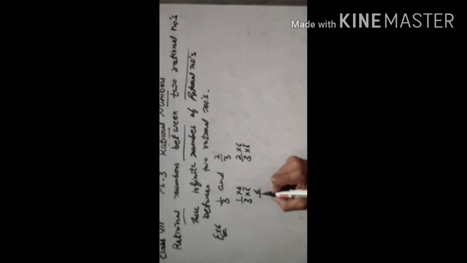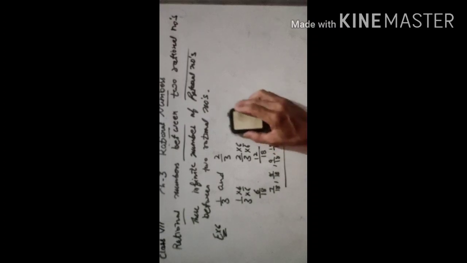Now 6 by 18 and 12 by 18. Now between 6 and 12, 7 by 18 is the first rational number, then 8 by 18, 9 by 18, 10 by 18 and 11 by 18. Now 1, 2, 3, 4, 5: 5 rational numbers between 1 by 3 and 2 by 3.